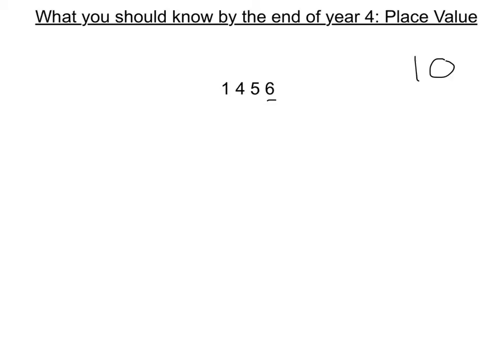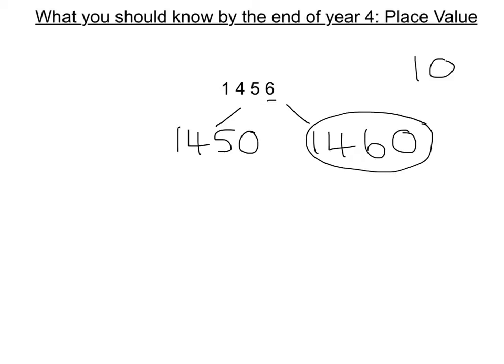So for example, if we were to round down to the 10 below, we'd end up with the number 1,450. However, if we rounded up to the nearest 10, we'd end up with 1,460. We're looking at that 6. As it's above 5, we round up, going to 1,460. If it was 4, 3, 2 or 1, we would round down to 1,450.